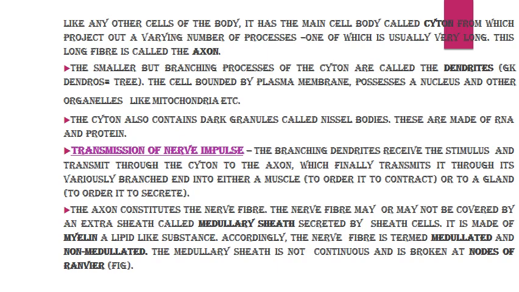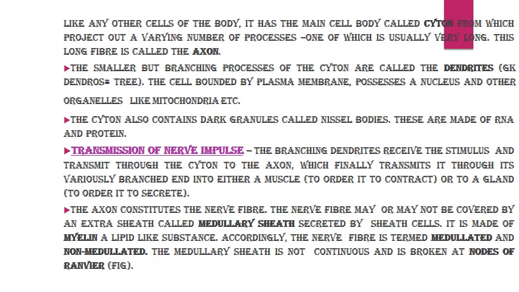Transmission of nerve impulse. The branching dendrites receive the stimulus and transmit it through the cyton to the axon, which finally transmits it through its variously branched end into either a muscle or a gland. The axon constitutes the nerve fiber.